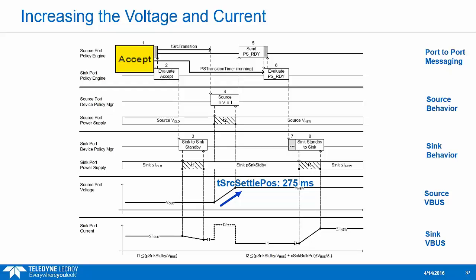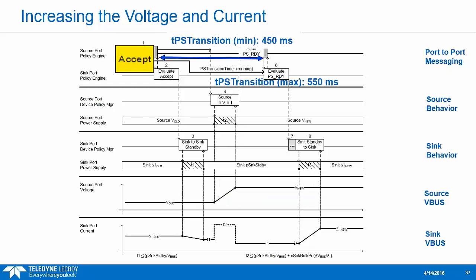Every positive or negative transition is subject to the T-source settle timing parameter. That's actually supposed to allow the sink to verify that the new voltage is actually at the requested voltage, plus or minus 5%. So that's a pretty generous window. Finally, our source can send the PS ready. There's another timer called PS transition. This is really an overall timeout, which will expire if we don't see a PS ready within 450 milliseconds.